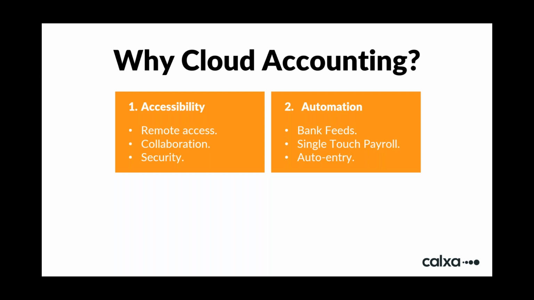Bank feeds are a key part of that. So bringing in transaction data from your bank and then automatically coding that, so that if you get your rent expense that comes in every month, gets paid by direct debit, the bank feed brings it in and automatically codes it to rent. It's eliminating a lot of that manual data entry that we used to do.